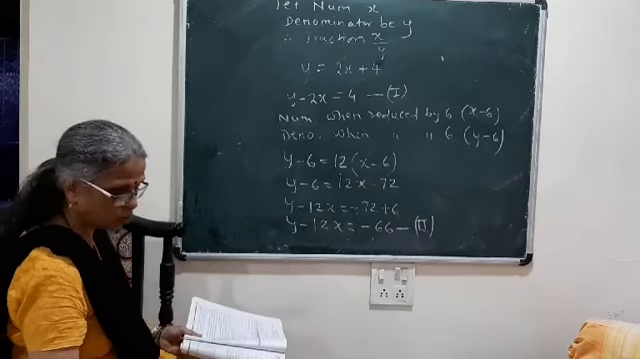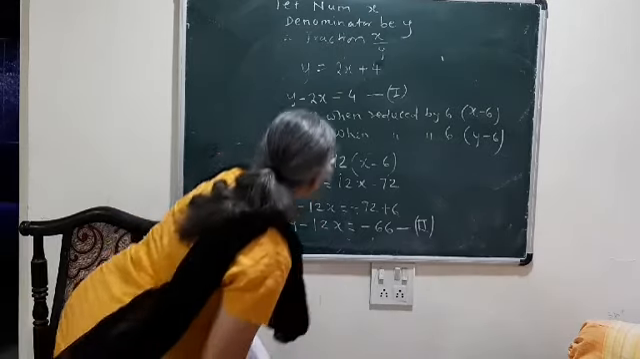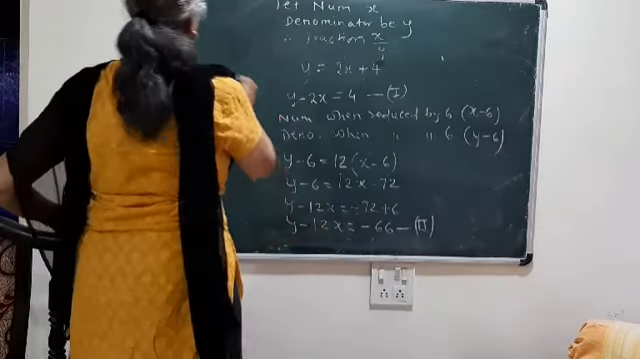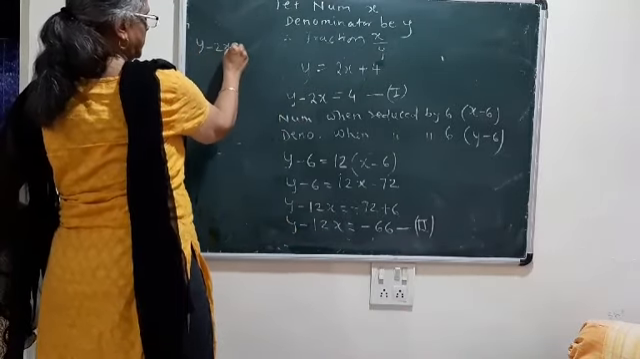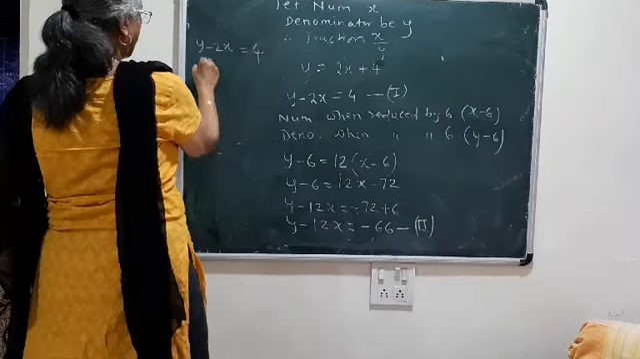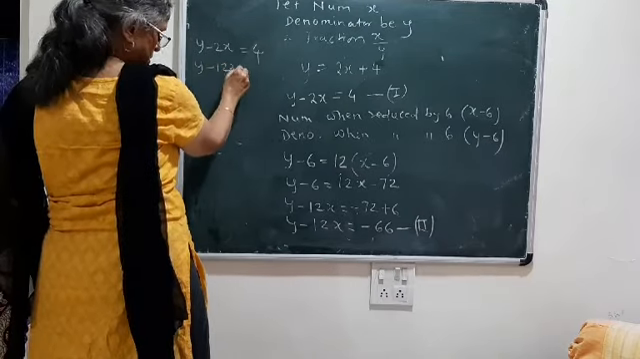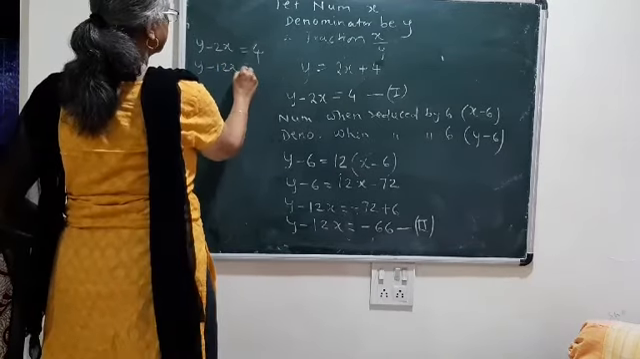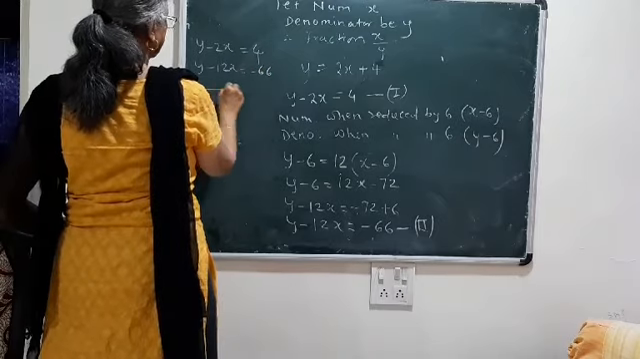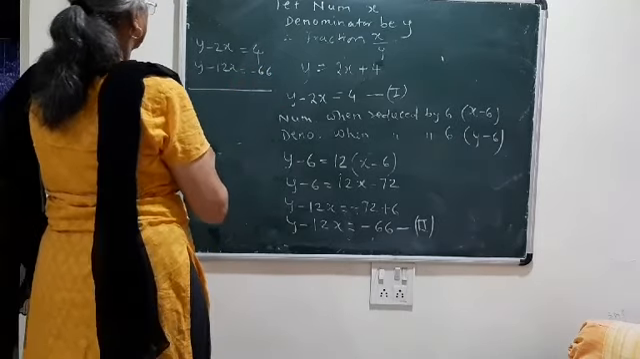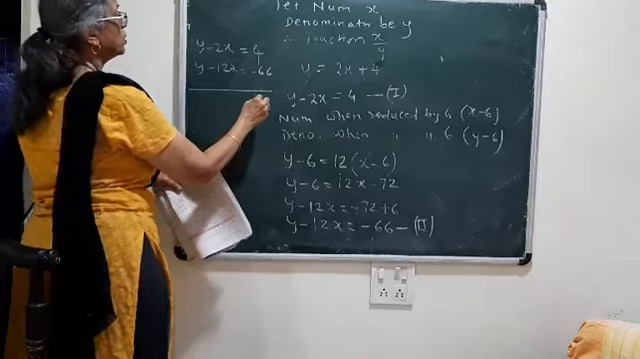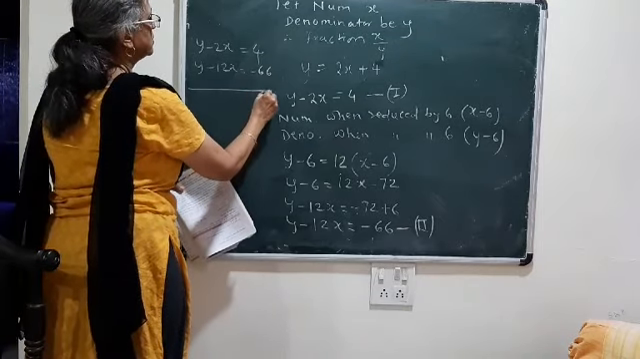Now I will solve both the equations. y minus 2x equal to 4, and the second one, y minus 12x is equal to minus 66. So only the sign changes, that means we are going to have subtraction.